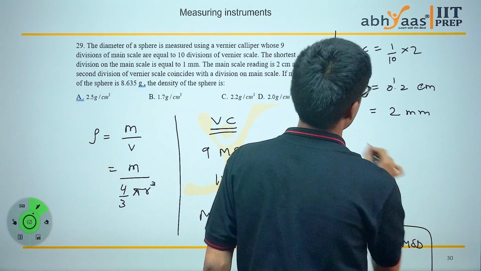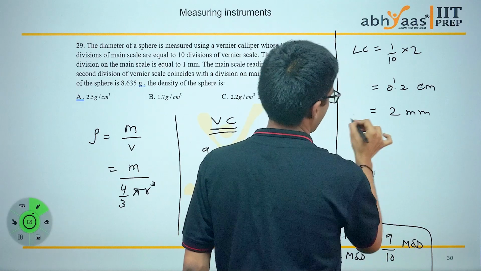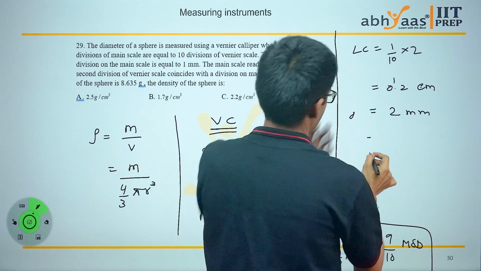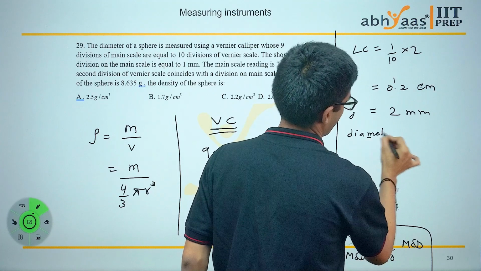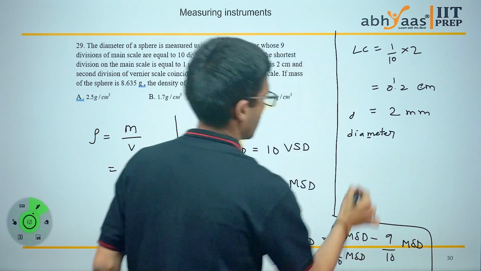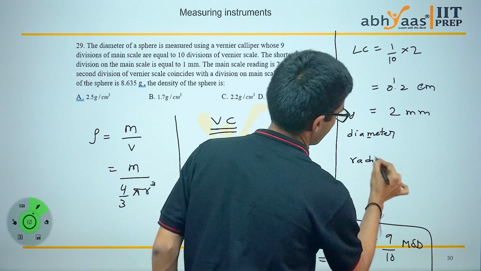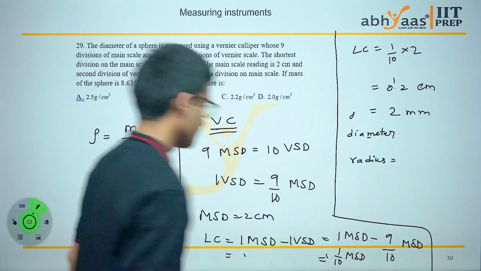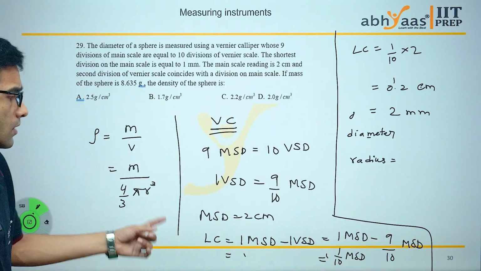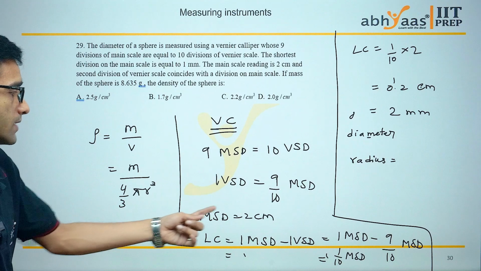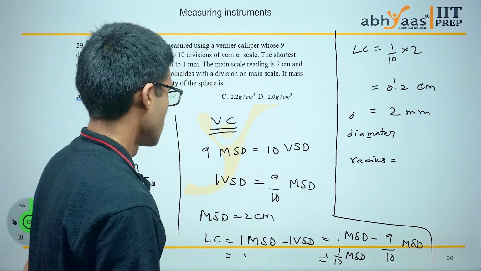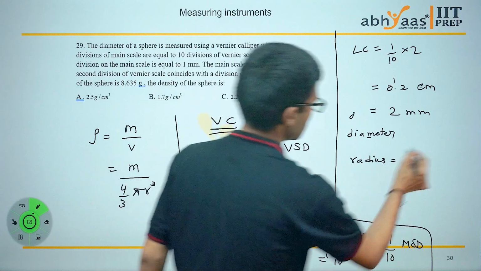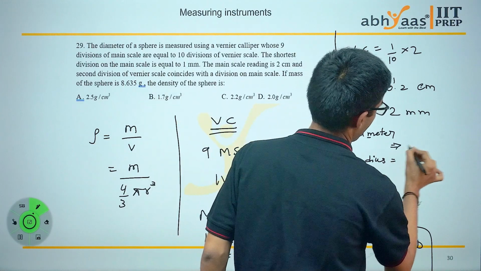Okay, that means it is diameter. Diameter we are getting, but actually what we need? Radius we need. Okay. So now if you observe this MSD plus VSD, we have to calculate the radius. If you calculate, the diameter will be 2 mm.